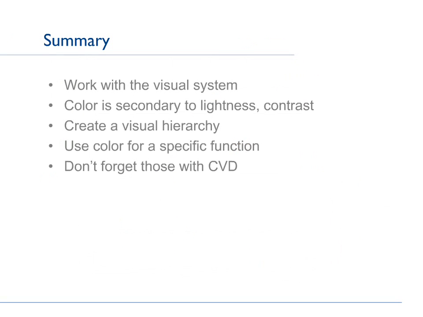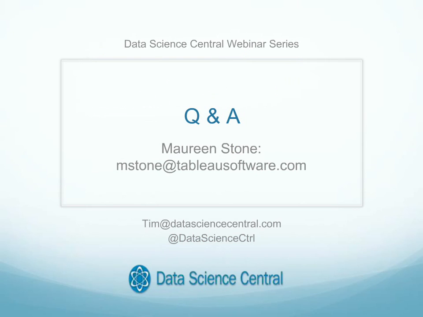So in conclusion, our goal is to work with the visual system. Color is secondary to lightness and contrast. I taught you to create a visual hierarchy and to use color for a specific function. And please don't forget those with CVD. Do your double encoding or use colorblind safe colors, or at least provide an option to switch into a mode that's more color vision friendly on a universal level. And so that's the end of my story. Thank you very much, and Tim will field questions.